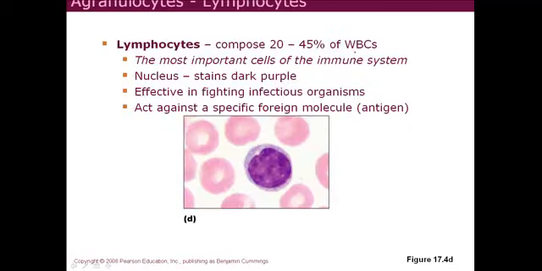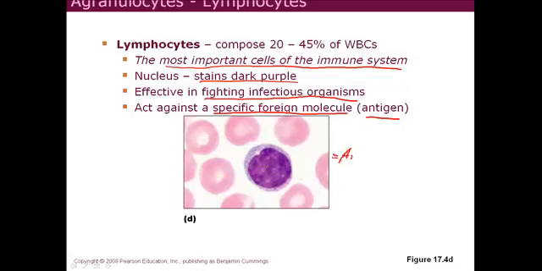Lymphocytes. These compose 20 to 45%. They're the most important cells of the immune system. The nucleus stains dark purple and it is almost as big as the cell itself. This fights infectious organisms and it acts against a specific foreign molecule or antigen. So this is the cell that will begin the cascade which will eventually produce antibodies.